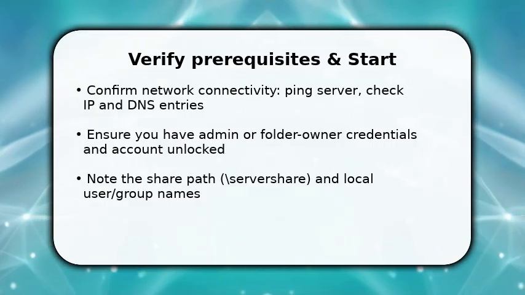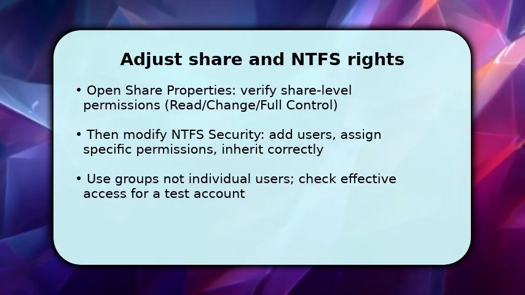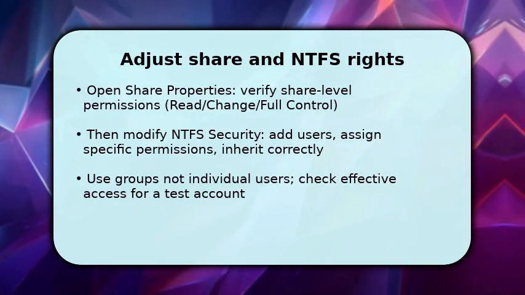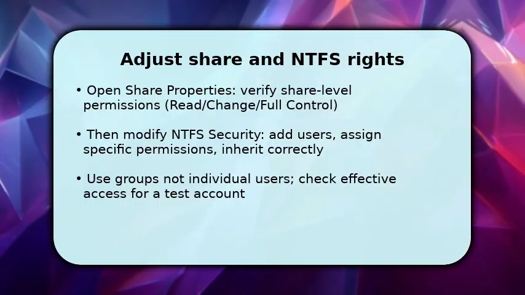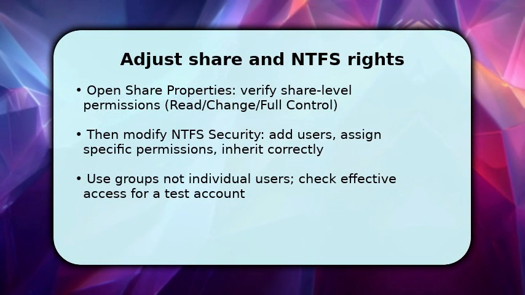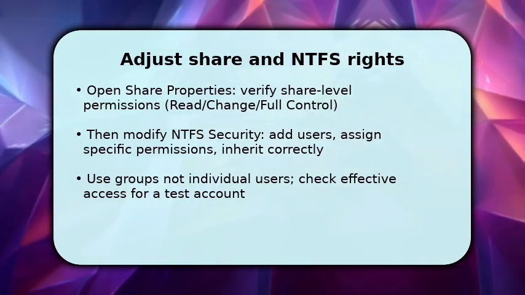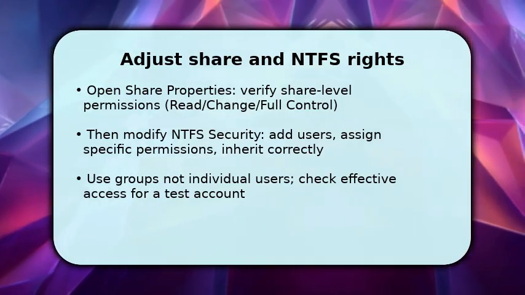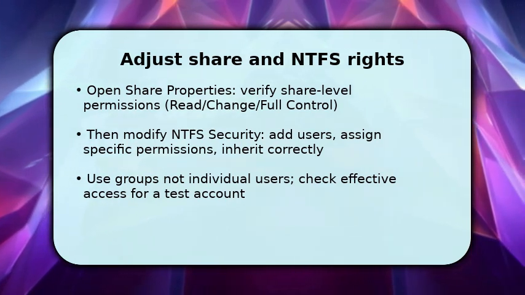You now adjust both share level and NTFS permissions because both control access. Open the share properties and confirm share permissions. Set minimal rights needed like change rather than full control when possible. Then open the folder's security tab and add the user or group, assigning precise NTFS rights. Allow inheritance where appropriate. Once you apply changes, run effective access for a representative test account to verify what it actually receives. This two-layer check prevents surprises where share allows, but NTFS blocks.